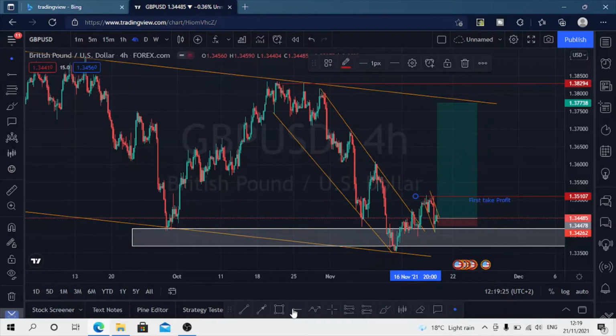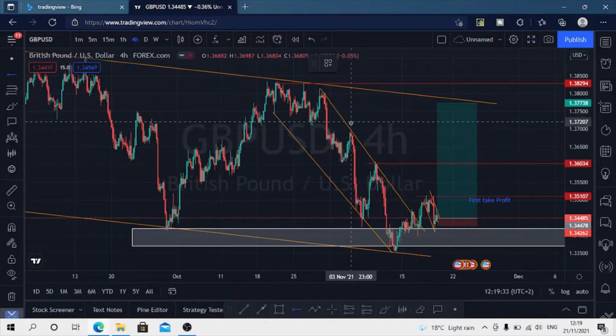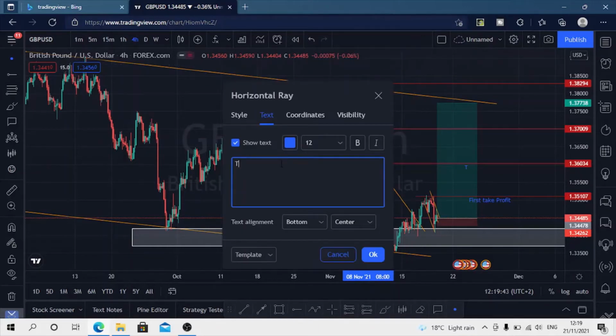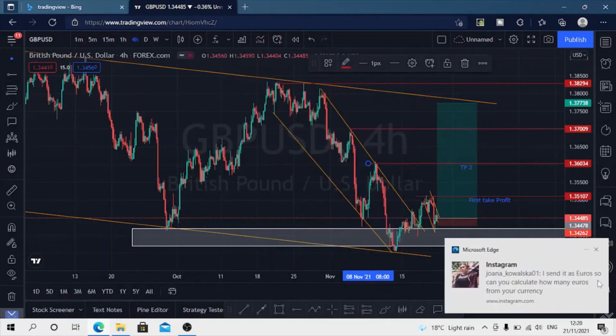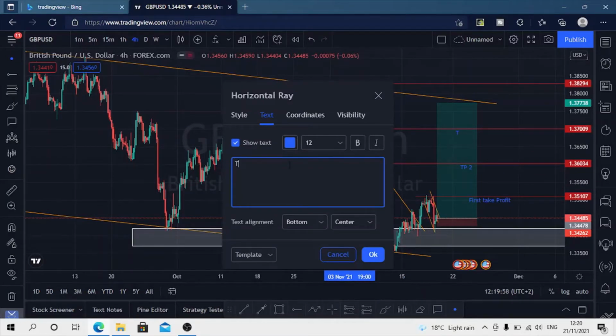And then I can look for levels where the market has kept on rejecting massively. One thing we are seeing right here is that the market is rejecting massively. So let's make these levels another take profit. This is TP2. Enter. We can say this is TP3. Then we can say enter.